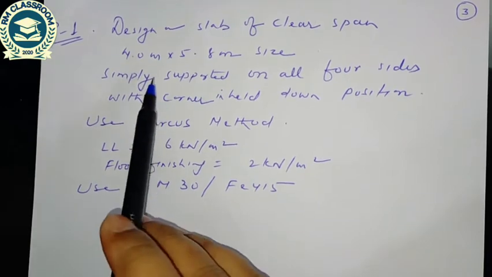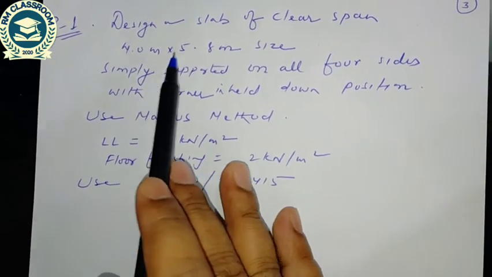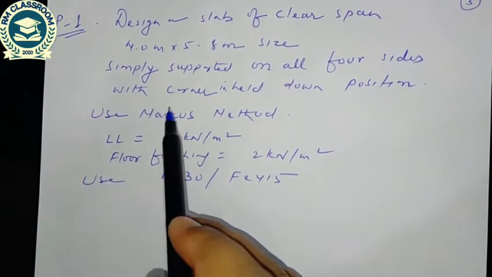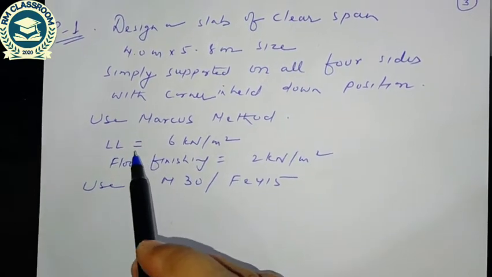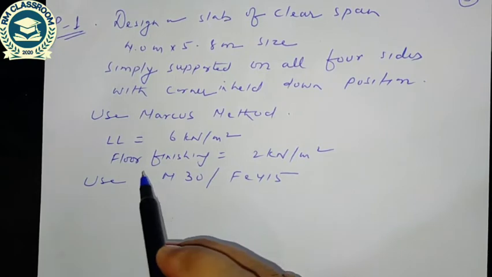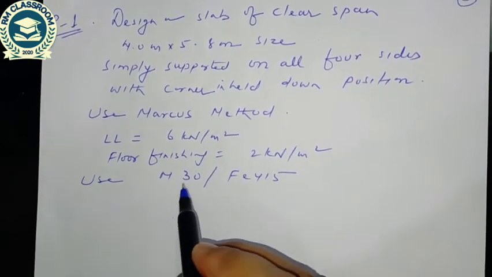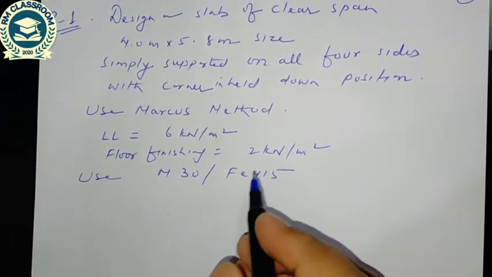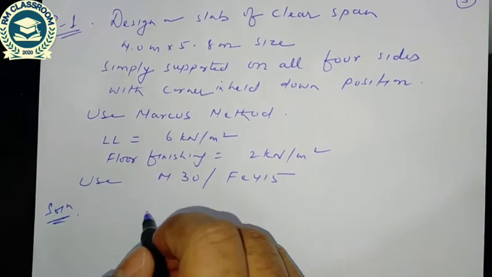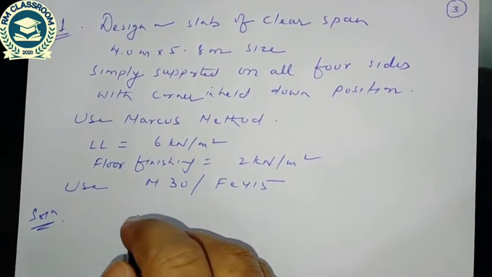So there is one problem related to the Marcus method. Design a slab of clear span 4 meter by 5.8 meter size, simply supported on all 4 sides with corners held down, and we have to use the Marcus method. Live load is given as 6 kN per meter square, floor finishing is given as 2 kN per meter square, and we have to use M30 grade of concrete and Fe415 steel. As we know, the Marcus method is applicable for two-way slab.